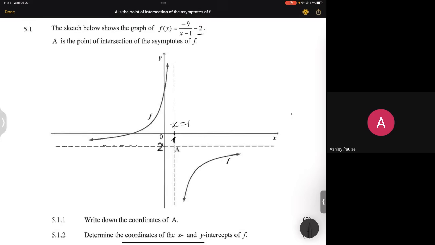Okay. Right. And there's something I just want to say about the hyperbola. So this point of intersection here would be the point where x is equal to 1 and y is negative 2. Okay, so that point A there, right? Now, they say write down the coordinates of A. So we've just written them down. The coordinates of A are going to be 1 and negative 2. Okay. Are we good, ladies?